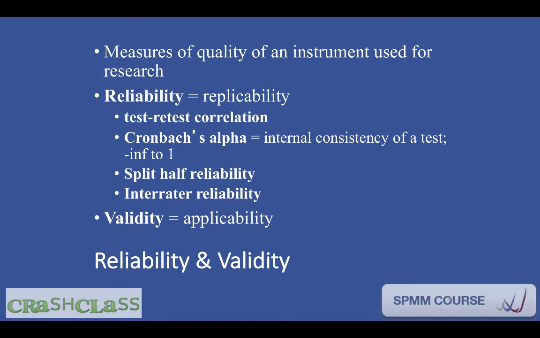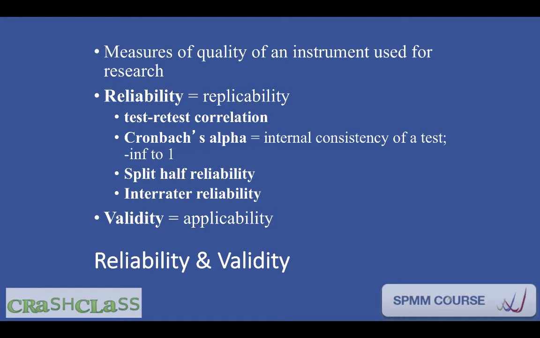Now, the mathematical measure of internal consistency is given by Cronbach's alpha, and that varies between -infinity and +1. The maximum value is +1, and the minimum value it can take, the least value it can take, is -infinity. So remember that, because that has been tested in your exam in the past.